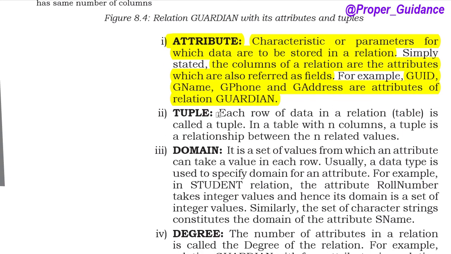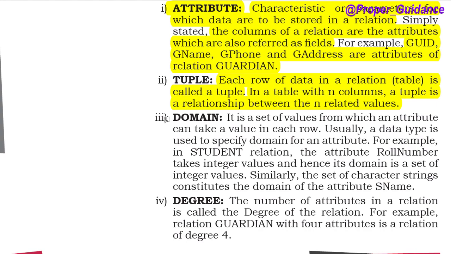Next, tuple. Each row of data in a relation table is called a tuple. In a table with n columns, a tuple is a relationship between the n related values. Clear? We have already discussed tuple previously, right? Next, domain. What is domain? It is the set of values from which an attribute can take a value in each row. Usually, a data type is used to specify the domain for an attribute.